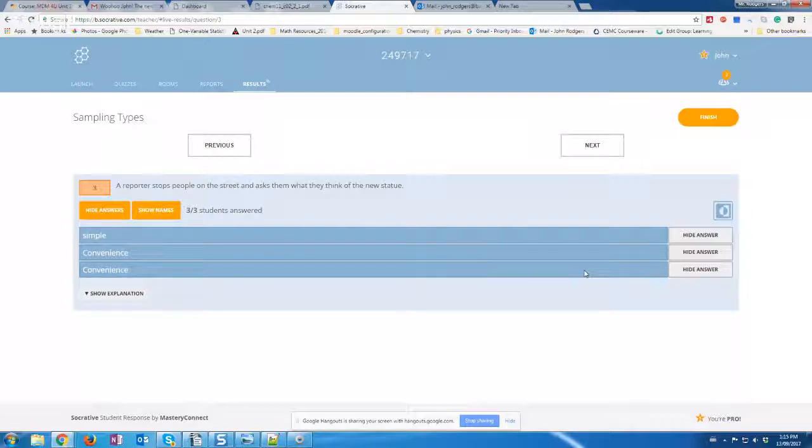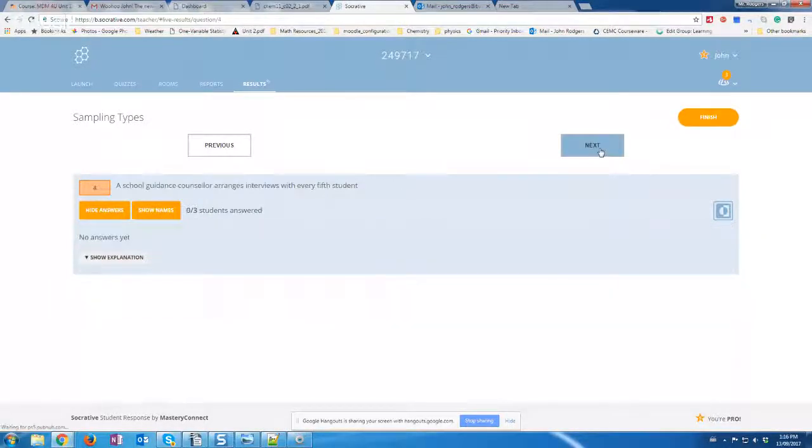So for either of these, you could say it's convenience, because you're just standing on the street and it's handy. You're just getting people as they come by. Or you could look at it as voluntary, because the reporter could ask people, and if they don't want to participate, they just keep walking. Probably they start out not making eye contact, and that's another way of not participating.